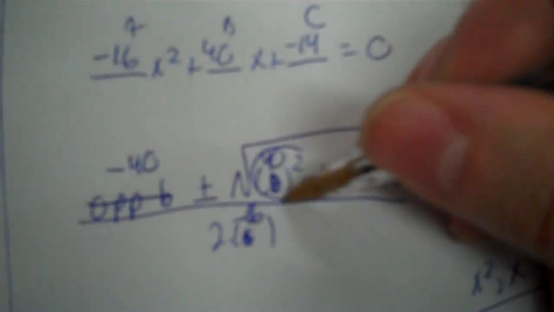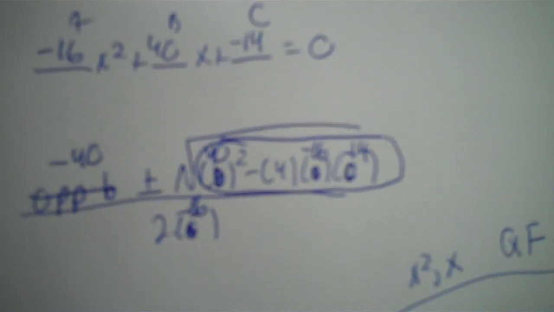So I lay it out. You know you've got the negative 40 in front of the plus or minus. 2 times negative 16 is negative 32. Now I'm going to do my square root right here. Now today everybody needs to be doing it the same because we are on a story problem.